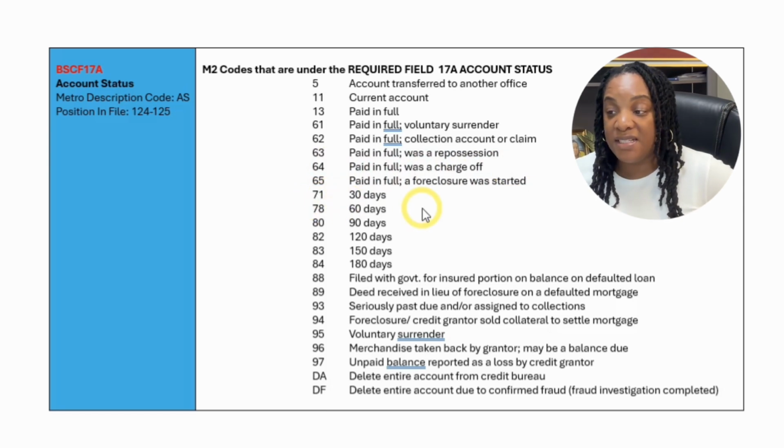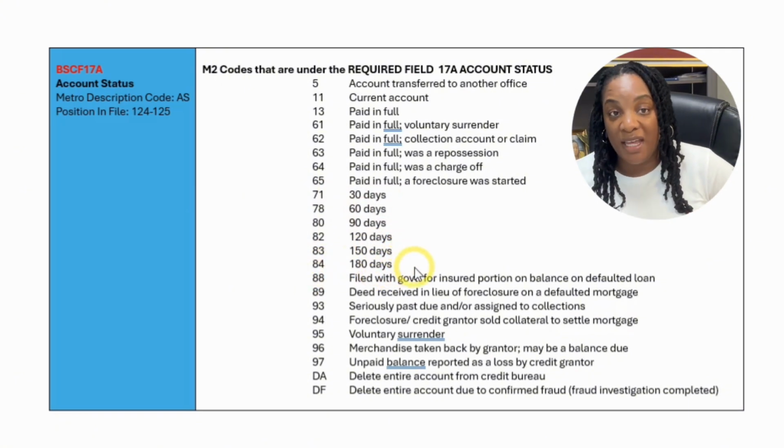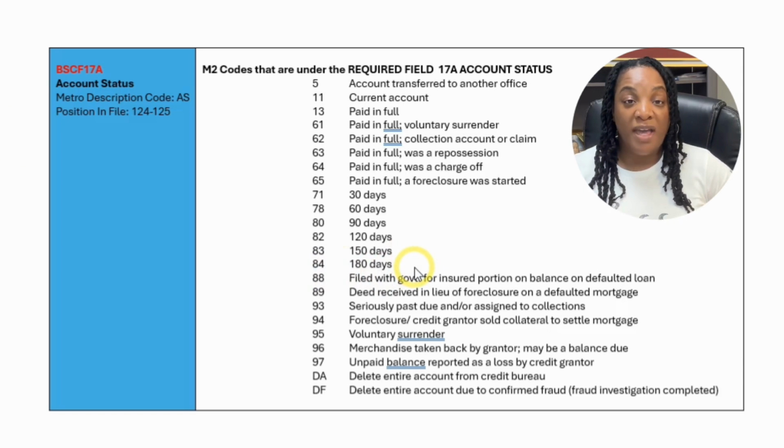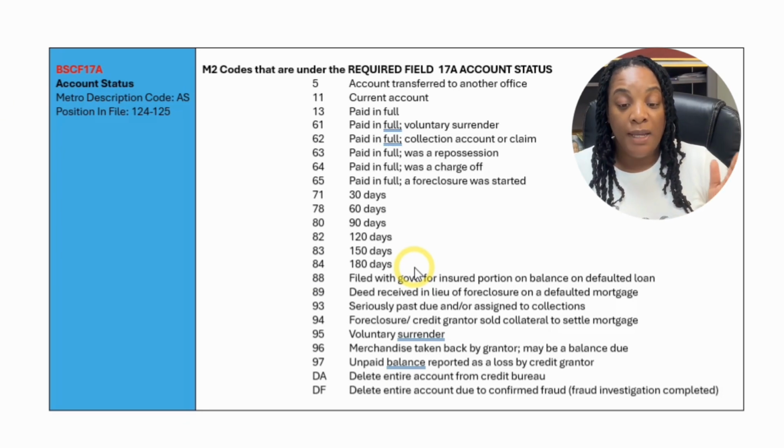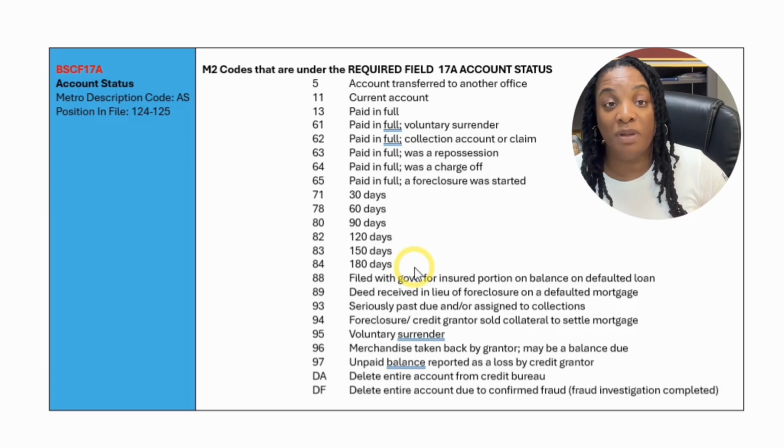71, 30 days late. 78, 60 days late. 80, 90 days late. 82, 120 days late. 83, 150 days late. 84, 180 days late. Now, if you're disputing late payments, this is where you're going to get some really good results. If you isolate your disputes, and what I mean by isolate is, if you have 4 late payments reporting on one account, don't dispute all 4 on the same dispute letter. Make 4 dispute letters, right? It's not going to hurt you. You'll be happy that you did it.